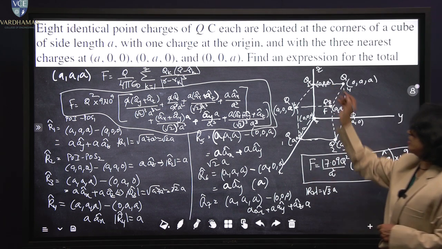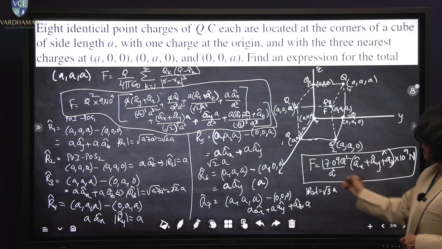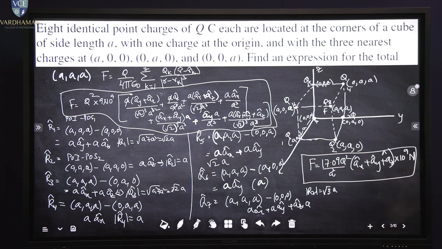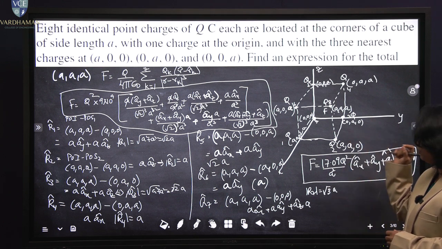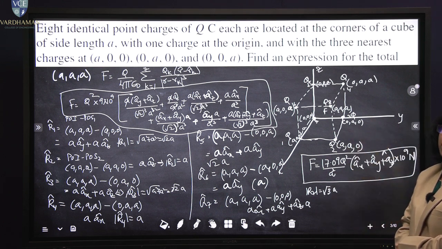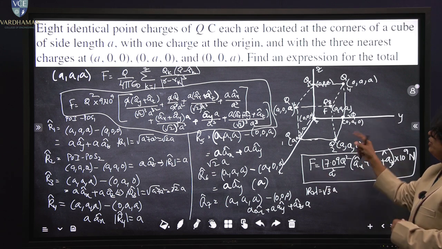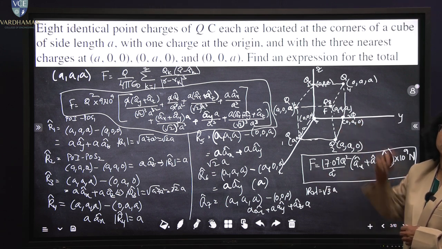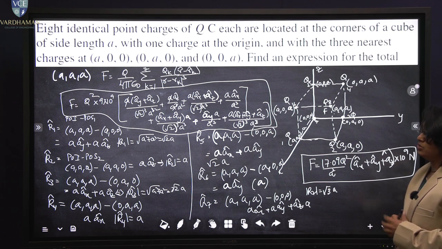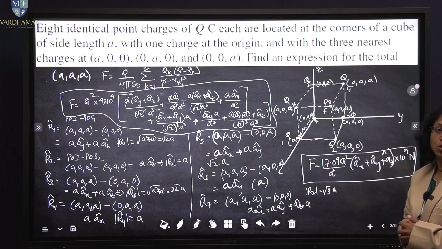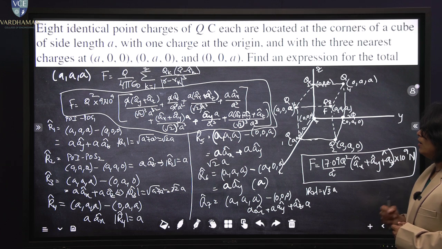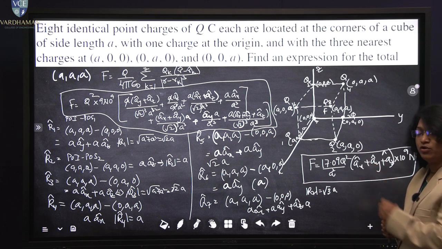Because q value is not given, a value is not given, you can directly write down the final expression. Okay, this is the final expression. This is how you can solve. This is a very typical model that we have solved. You need to understand what is given in the question, and you need to use the coordinate systems in order to get the extra information which is not there in the question. Okay, so that's how we try to solve different problems that are given. This is one of the models.